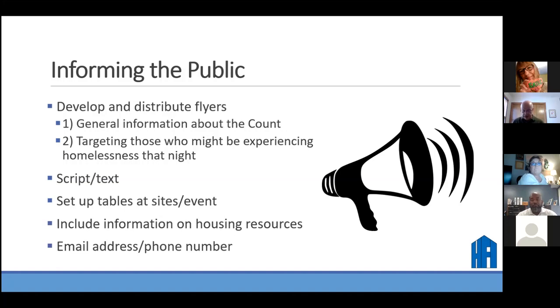And you might have a couple different messages. One would be general information, and one would really be targeting the folks that you might be counting the night of the count. And a lot of the information would be the same, but there would be perhaps some nuanced differences.